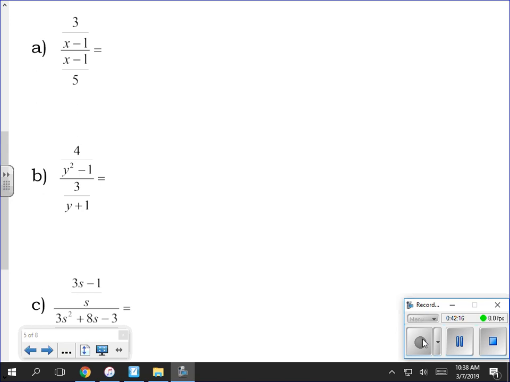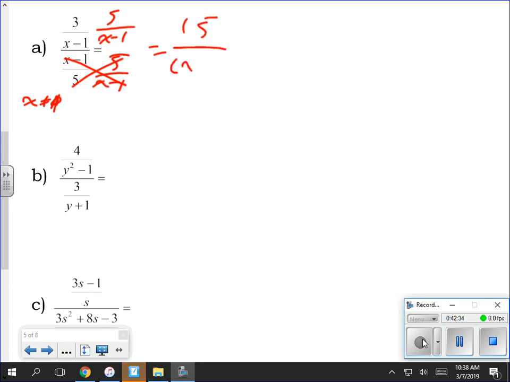So, first one, my domain restrictions, x cannot be 0, cannot be 1. Makes it easy. Multiply by 5 over x minus 1. 5 times x minus 1. Those cancel. I can't reduce anything there. So I get 15 over x minus 1 squared. If you want to do x minus 1 times x minus 1 as the denominator, you can. Or x squared minus 2x plus 1. On to the next one.